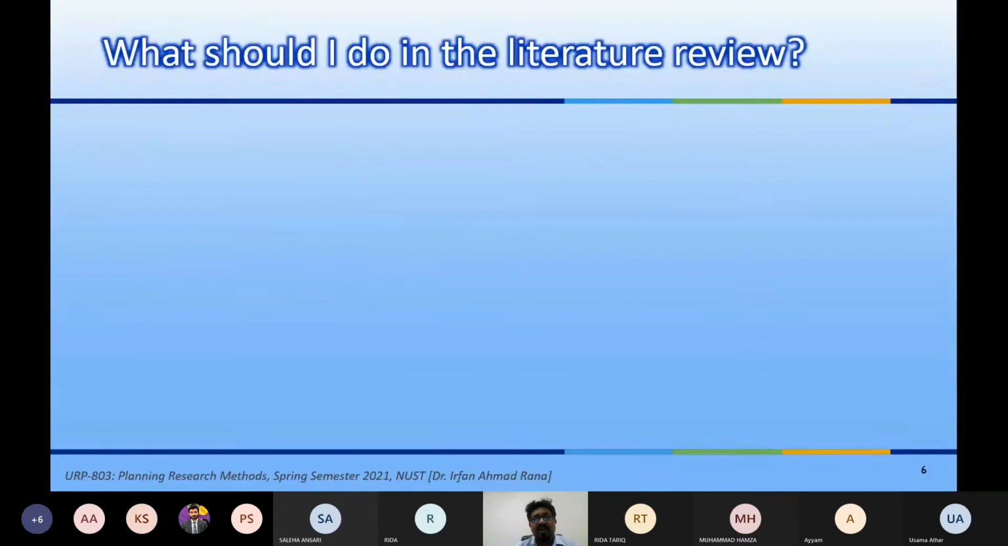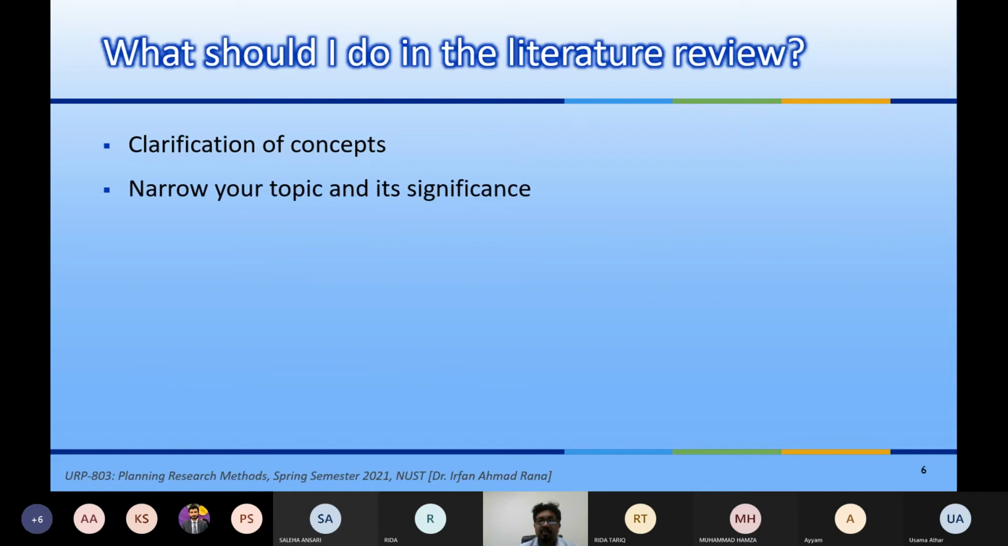Okay. So what do you need to do a literature review for? First of all, again, coming back to the basics, the conceptual frameworks and your hypothesis. So you need to know about the clarification of concepts. You always go and refer to the literature. What is the current understanding of the concepts? Okay, you need to know about that.